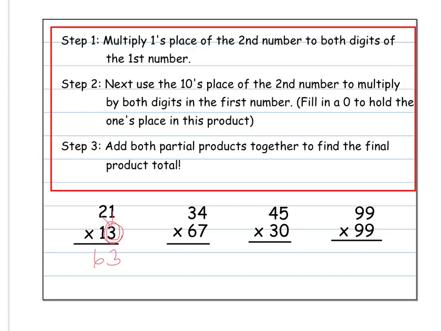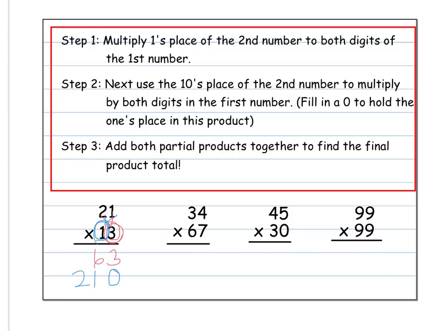Now we're on to step 2. Next, use the tens place, so that would be this 1, of the second number to multiply by both digits in the first number. So again, multiplying to the 1 and to the 2. Fill in a 0 to hold the ones place in this product. So since we moved over into the tens place of the second number, our answer moves over into the tens place. So we put a 0 here as a placeholder in the ones place. 1 times 1 is 1. 1 times 2 is 2.